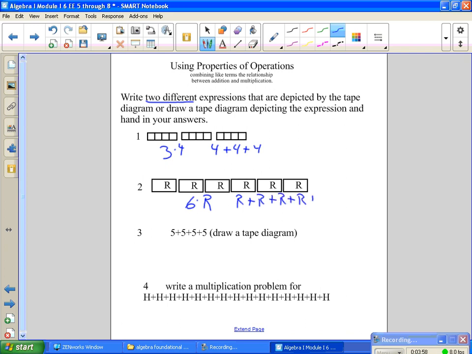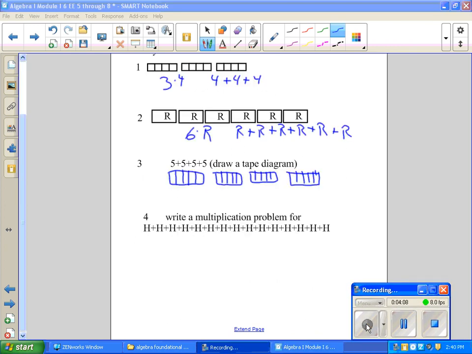Am I a pirate with a stutter? R, R. Draw a tape diagram. And write a multiplication problem for this.